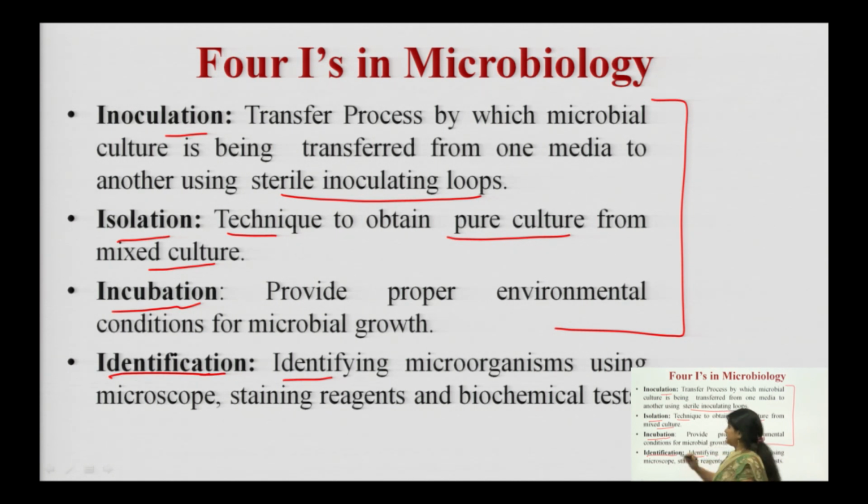So, cultivation includes these three I's: inoculation, isolation and incubation. Once we have cultivated, after the cultivation part we can identify our species. Through identification techniques we will come to know how we can analyze whether we are able to cultivate the species we wanted or not.